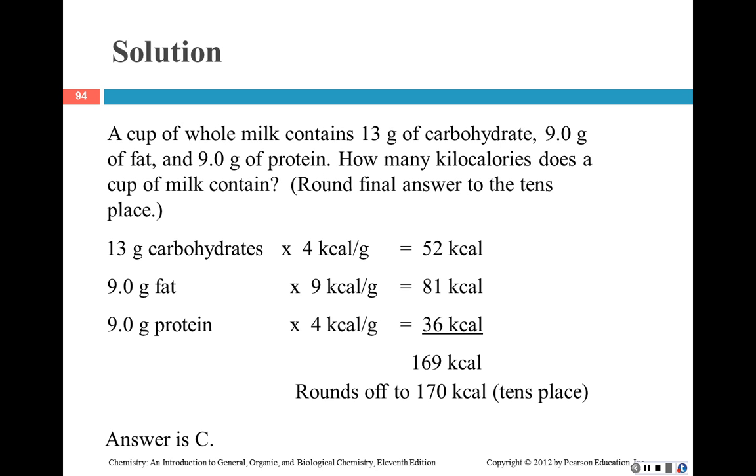So 13 grams of carbohydrates times 4 kilocalories per gram, that cancels grams, gives you 52 kilocalories from carbohydrates. The 9 grams of fat times 9 kilocalories per gram gives you 81 kilocalories. 9 grams of protein times 4 kilocalories per gram gives you 36 kilocalories. You add those up, you get 169 kilocalories, or basically 170 kilocalories in 1 cup of whole milk.